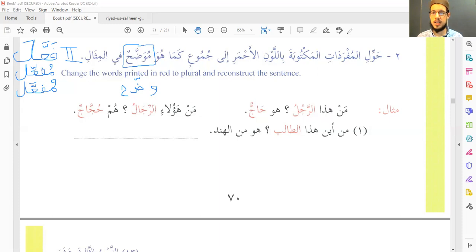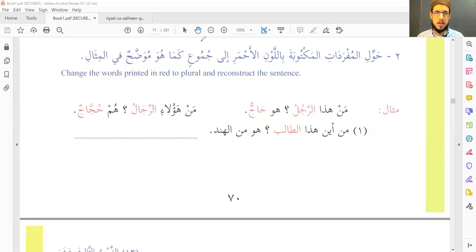Okay, so I like to throw a little morphology at you just to get some mental floss in and keep those tendons limber, because it will enrich and enhance your study of Arabic as we move along. So, all that to say, what's the example? من هذا الرجل؟ هو حاج. That's our example, okay? Who is this man? Singular. هو حاج. So we have our nouns here, الرجل and حاج.